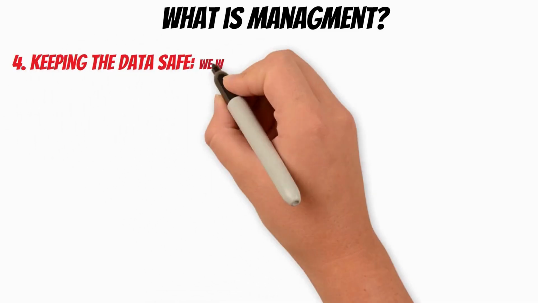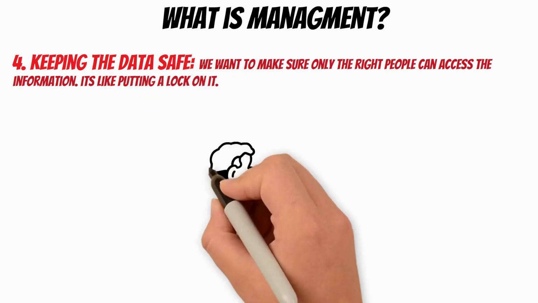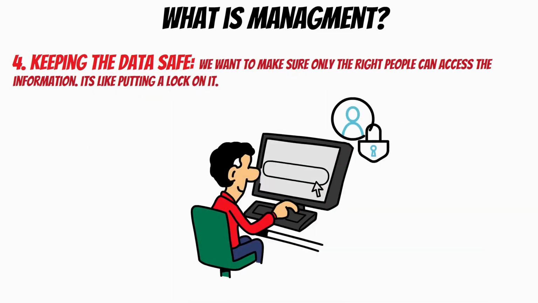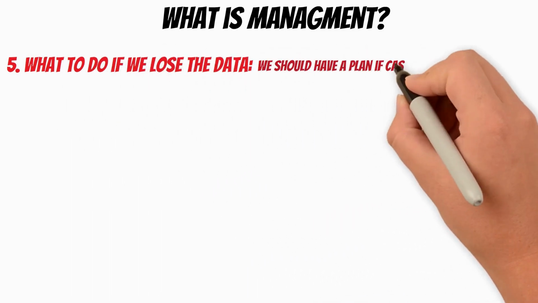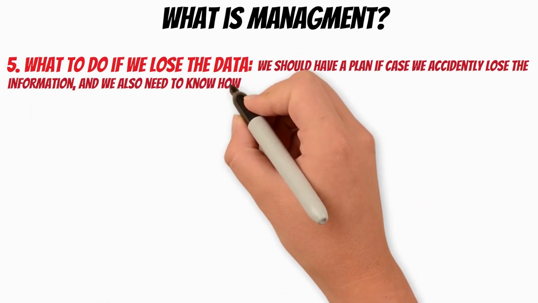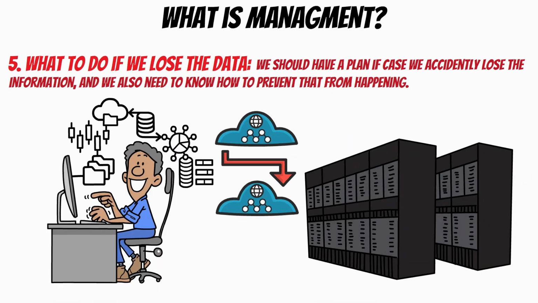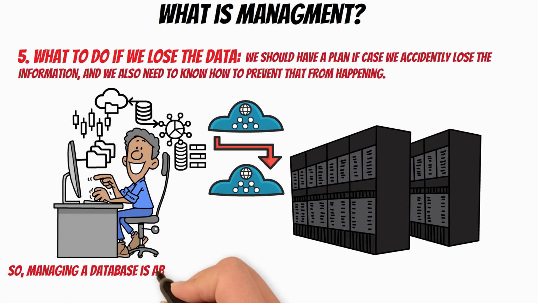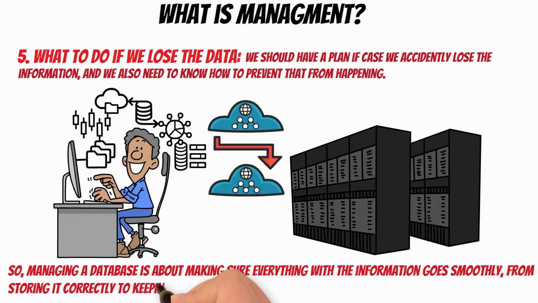4. Keeping the data safe. We want to make sure only the right people can access the information. It's like putting a lock on it. 5. What to do if we lose the data. We should have a plan in case we accidentally lose the information, and we also need to know how to prevent that from happening. So managing a database is about making sure everything with the information goes smoothly, from storing it correctly to keeping it safe and usable.